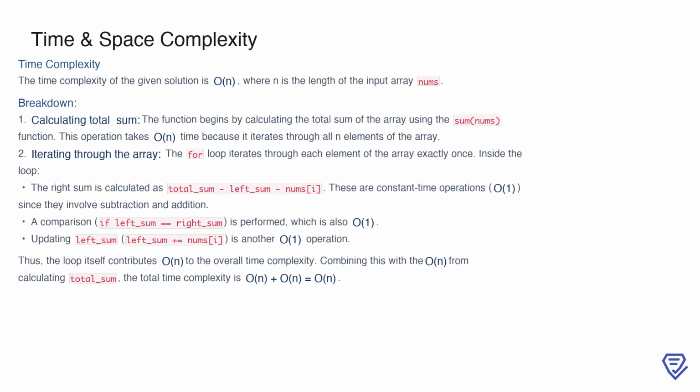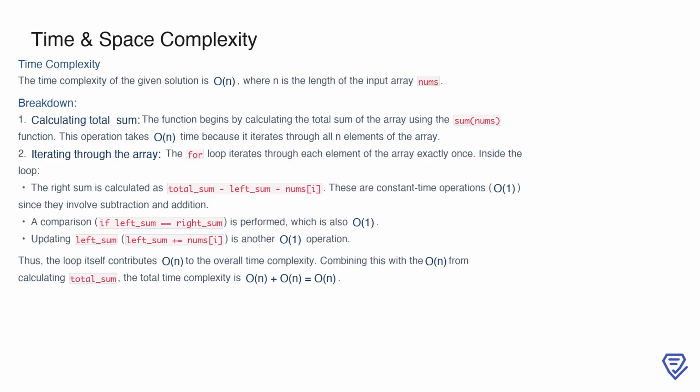The time complexity of our solution is O(n), where n is the number of elements in the input array. To break this down, the first operation is calculating the total sum of the array using the sum function, which requires iterating through all n elements, making it O(n). Next, during the single iteration through the array, the right sum is computed using the total sum, left sum, and the current element. Since this involves basic addition and subtraction, each calculation is a constant time operation, O(1).